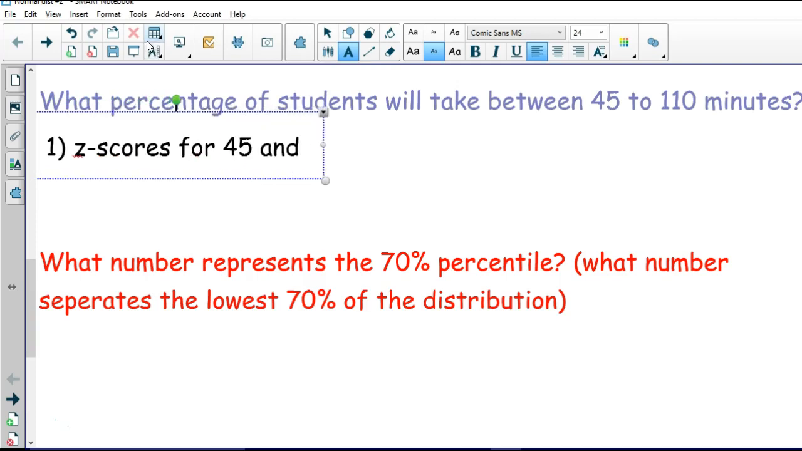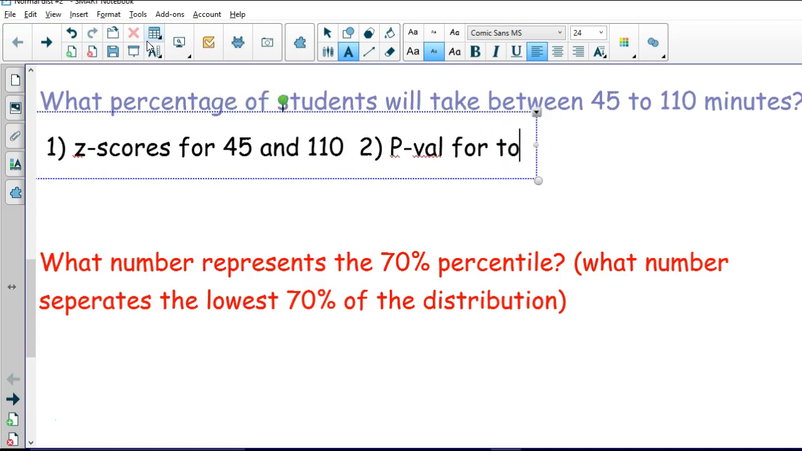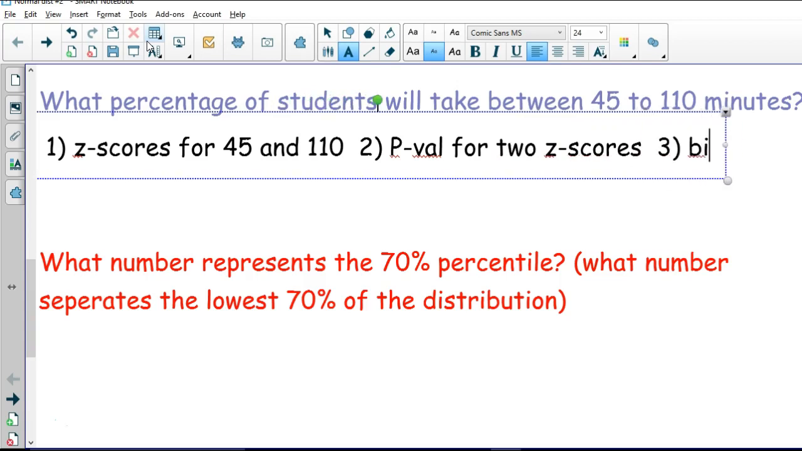For 45 and 110, then we have to find the p-values for the two z-scores. Then we have our p-values. Then subtract big minus small.